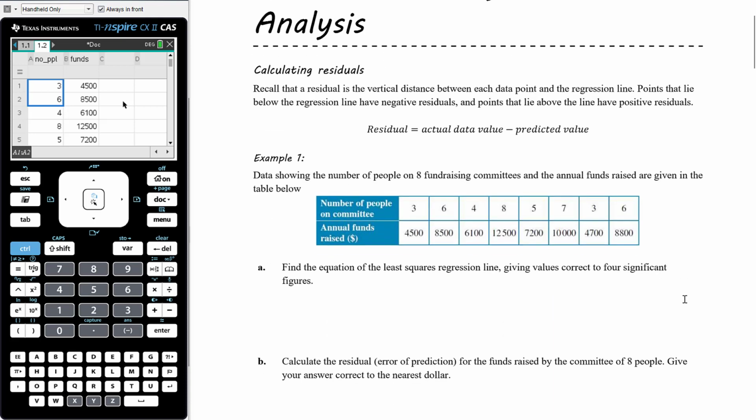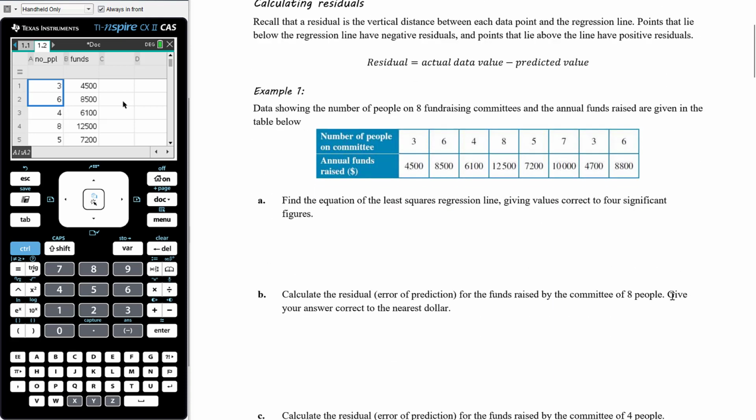So here we've got a set of data showing the number of people on 8 fundraising committees and the annual funds raised. For example, a committee that has only 3 people on it managed to raise $4,500. Whereas the committee with 7 people on it managed to raise $10,000. There was another committee of 3 people, they raised $4,700. So we've got 8 different committees of varying sizes and how much money they raised. Part A, find the equation of the least squares regression line, giving values correct to 4 significant figures.